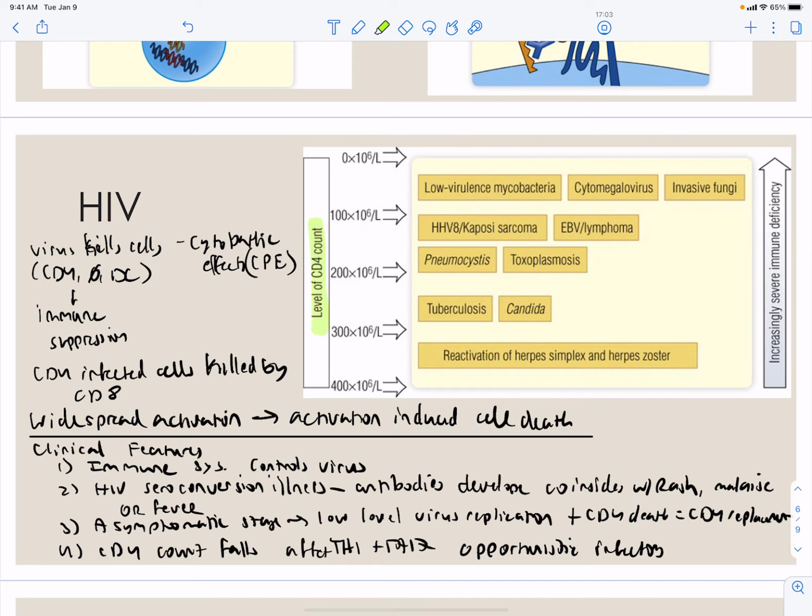So when your CD4 count is at the normal level, you don't have diseases. But as it starts to fall, so now you go from 400 to 300, you start to get reactivation of those infections that can be reactivated with minimal immunodeficiency, stress, and things like that. So that would be herpes simplex, herpes zoster, shingles, things like that. When you start to drop again, you get an increase of tuberculosis and candida. These are going to be Th17 and Th1. So those are both affected because your CD4 T cell counts are going down.